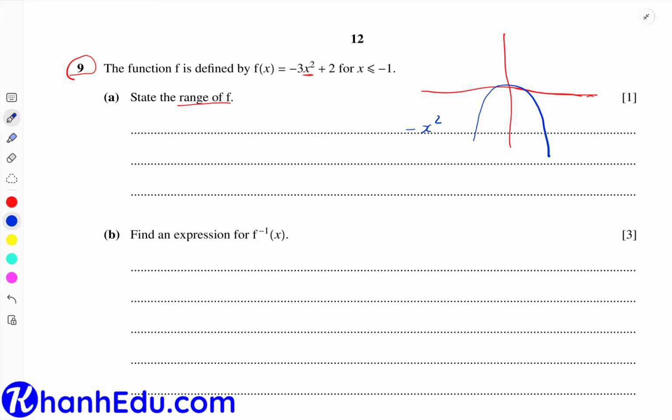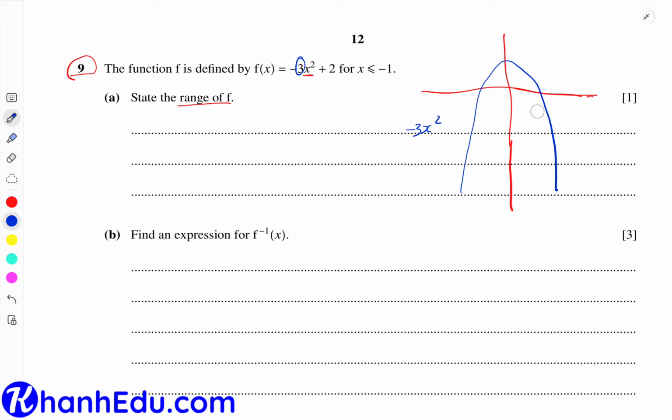Now we can multiply this function by 3, so we stretch this function vertically, and it would be like this. The next step is we have to add 2 to this function. In order to add 2, we move this function 2 units upward, so that would be this one.